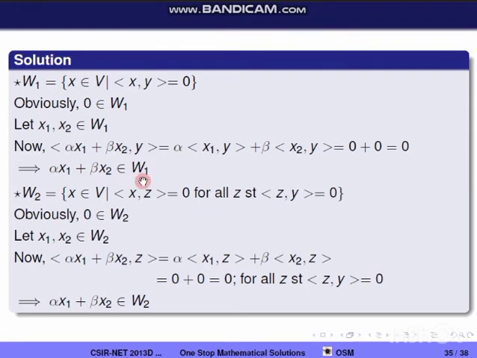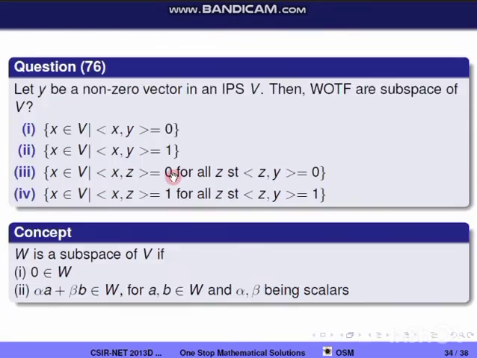which implies alpha x1 plus beta x2 belongs to W1. Now if you see the second one, the element 0 does not belong to this set. So this is not a subspace. Similarly, you can show for option 4 also that 0 doesn't belong to that set. So these 2 and 4 are not subspaces.